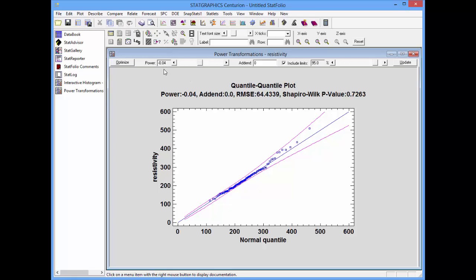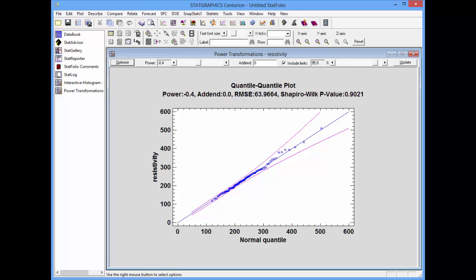If we want to find the optimal power, we can use what's called a Box-Cox transformation. In fact, if I push this optimize button, it will find, according to Box and Cox, the optimal power, which it indicates is minus 0.4. The Shapiro-Wilk value at that power is 0.9021, very insignificant, suggesting that in fact the data may well come from a normal distribution if they're raised to the minus 0.4 power.